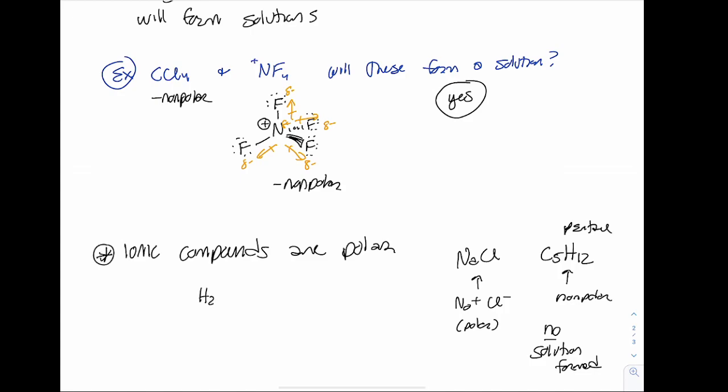Remember, water is polar, right? We just looked at it up above. It's bent. If it was linear, we would say nonpolar, but it's not. It has a bent structure, so water is polar. Not all ionic compounds do dissolve in water. So even though this is polar and this is also polar, you have to look at the solubility rules. So be careful for that one.